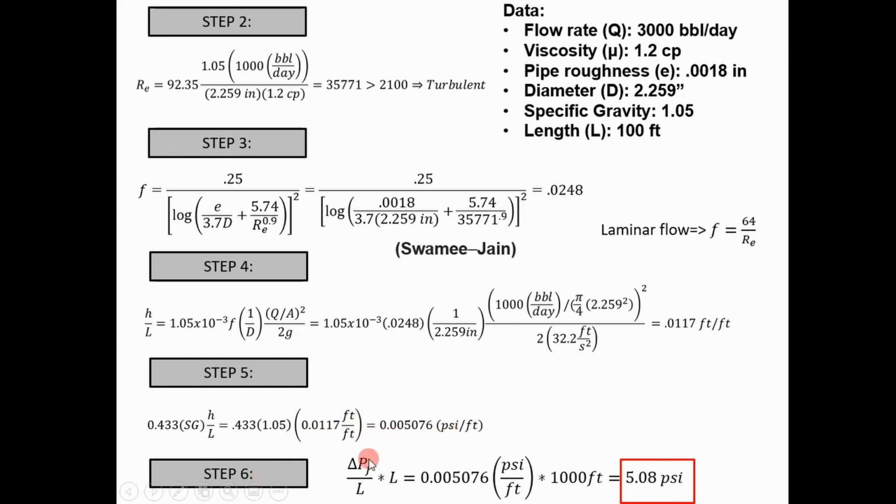Step number six, now that we have our pressure loss gradient, all we do is multiply it by the length of the pipeline. And the units cancel and they work out. And so you end up with your frictional pressure loss across the entire distance of the pipeline. So there we have it, guys. Now we're going to go code this so we can apply it to a variety of different situations.